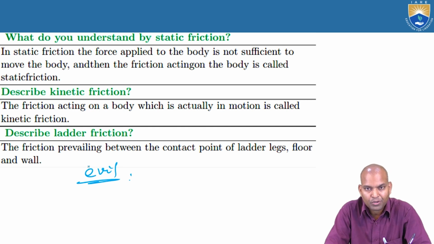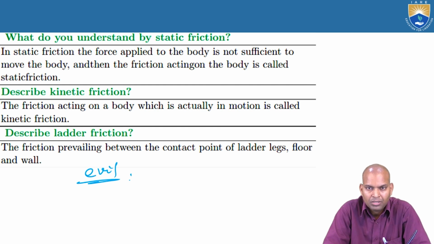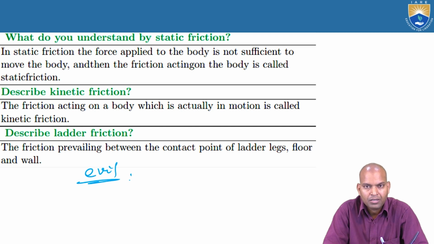Friction has a positive side and a negative side. A forest fire takes place because of friction between two bamboos or two trees, and the whole forest catches fire completely. That is why friction is evil.